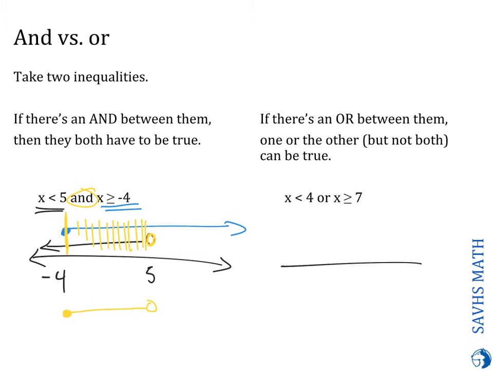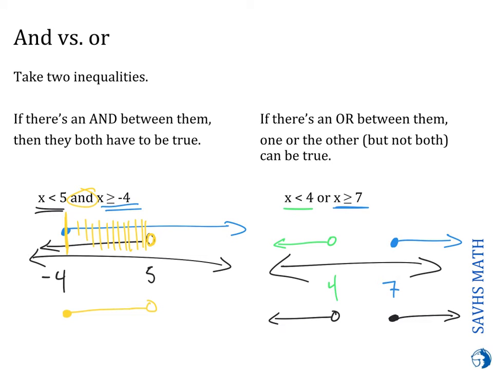I'm going to do the same thing over here. Here is where 4 is, and here's where 7 is, or so. Doesn't really matter, I'm just trying to draw some stuff. x is less than 4 over here. x is greater than or equal to 7, like that. Okay, so where is it true that one or the other, but not both at the same time, are true? Well, it's all of this.